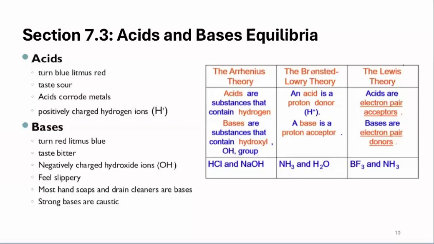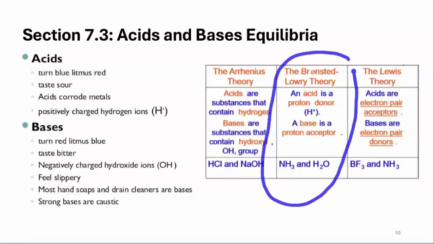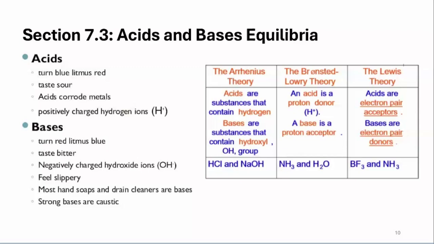There is one more theory for acids and bases, and that is the Lewis theory. Even though Lewis is saying things similar to Arrhenius and Bronsted-Lowry, the Lewis theory focuses specifically on electron pairs. Acids are known as electron pair acceptors, while bases are electron pair donors. Out of the three theories, the one that is most commonly utilized and that we're going to focus on is the Bronsted-Lowry.